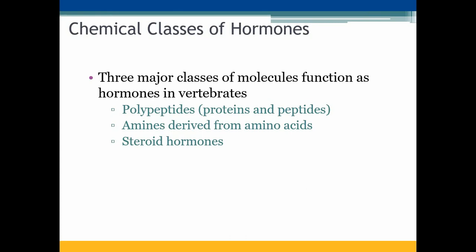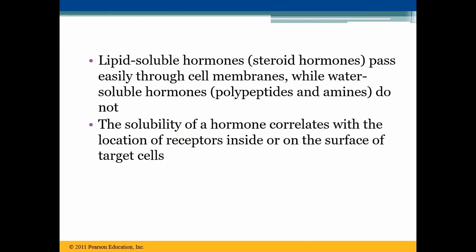Three types of hormones. The steroid hormones are lipid soluble and pass easily through the cell membrane, while water-soluble hormones like polypeptides and amines do not. The solubility of a hormone correlates with the location of the receptor inside or on the surface of the target cells. It's either on the surface of the cells or inside the cells. Steroid hormones have their receptors mostly inside the cell because they are lipid soluble and can cross the lipid cell membrane. And the peptide and amine hormones have the receptor on the cell surface.